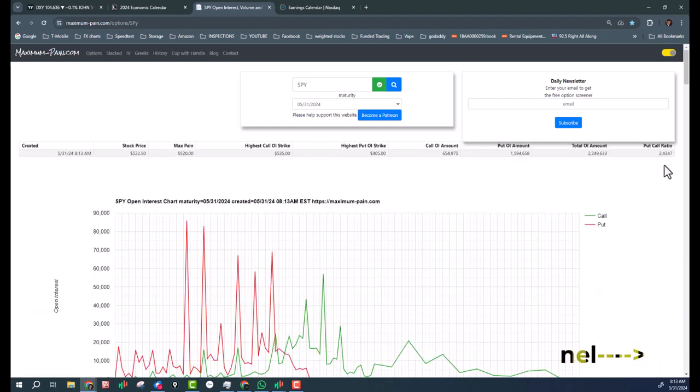For Max Payne for today, here we are cranking it up. All right, we got 2.5 puts to every call. Could see a put squeeze. All right, Max Payne is 520. We'll see if they make it.